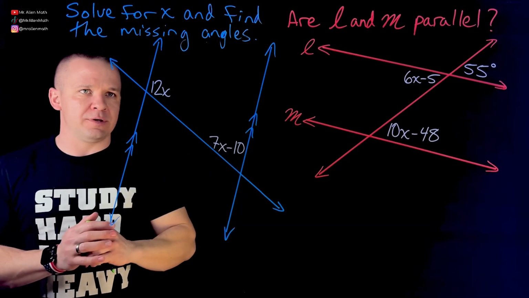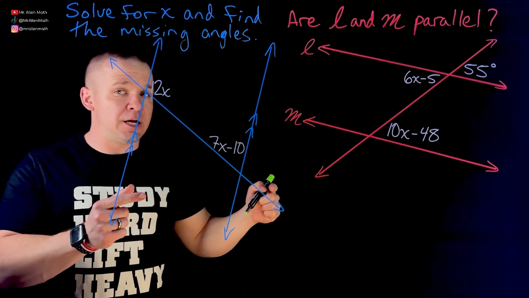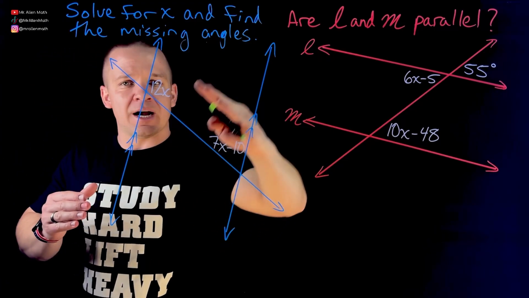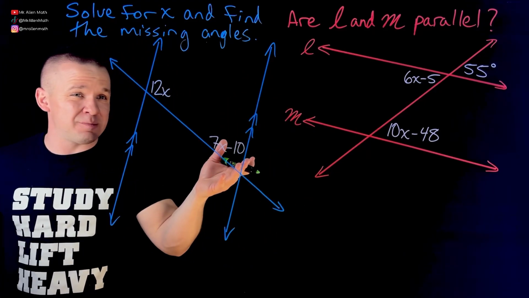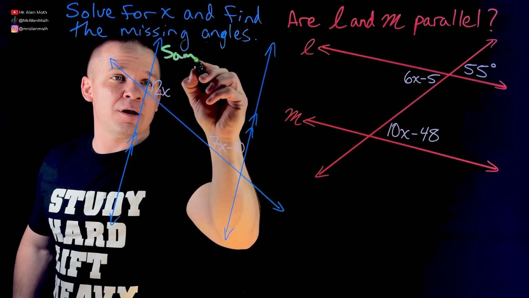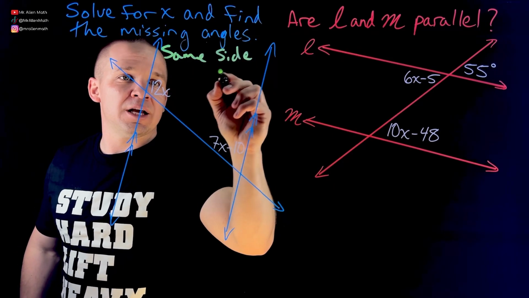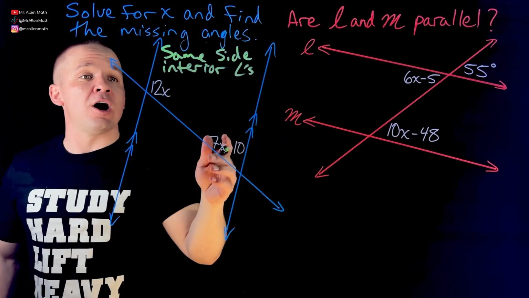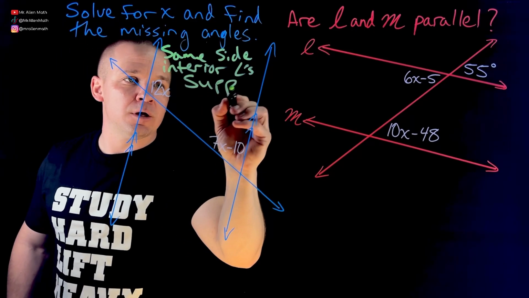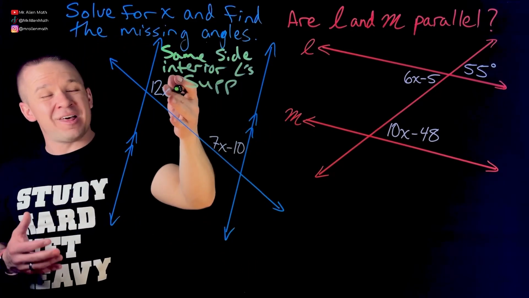What type of angles are these? These are same side interior. How did I know? Well, they're on the same side of the transversal, and they're in between the parallel lines. So what do I know about same side interior angles? Same side interior angles are supplementary. So they add up to 180, all right? If you didn't know that, jot that down.